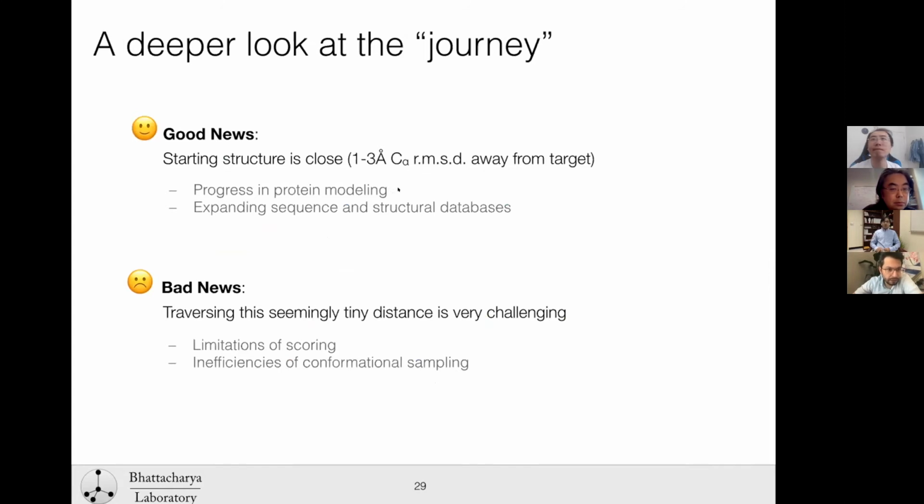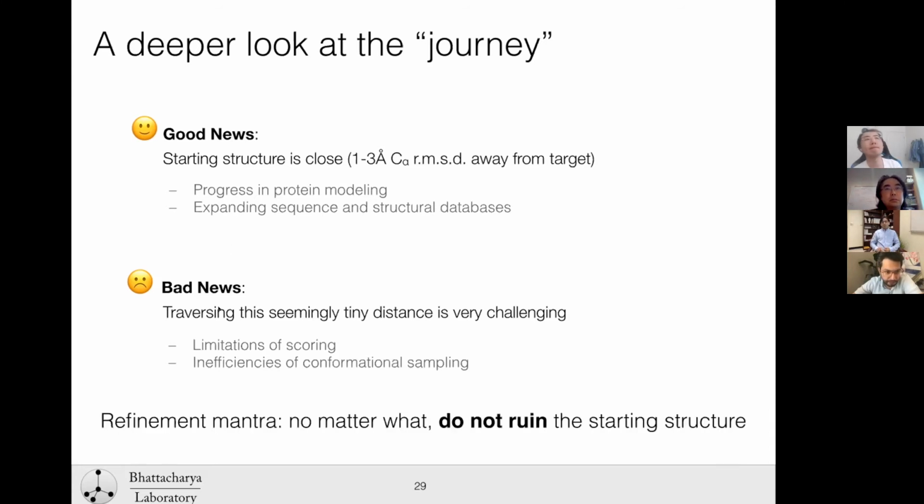And this is due to protein modeling and more methods such as AlphaFold and many others which are pushing the accuracy of structure prediction. And so the starting structure can be really close to the target. But of course, this is also due to the expanding sequence and structural databases due to the effort of structural biologists. The bad news is traversing this tiny distance is really very challenging.